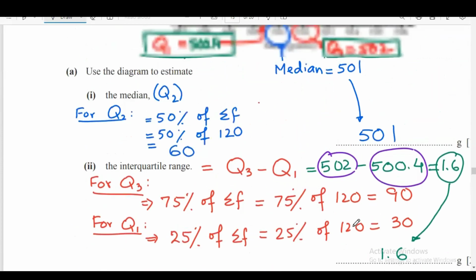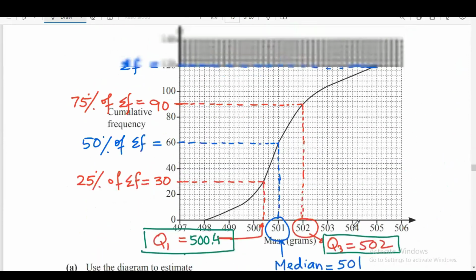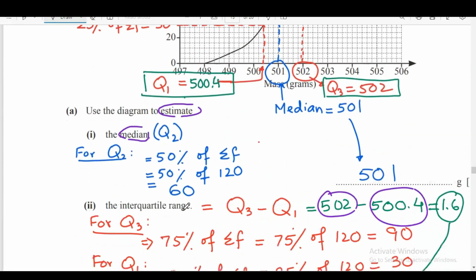I hope you got the idea how to estimate the median and interquartile range when a graph is given. If you are not getting the idea, watch the video again and again.